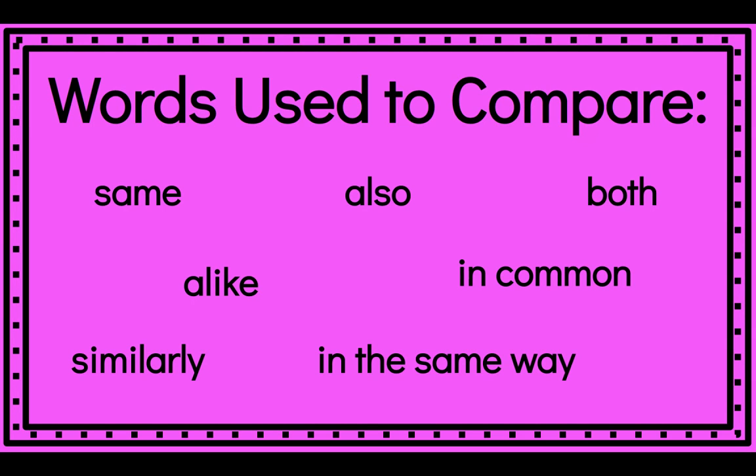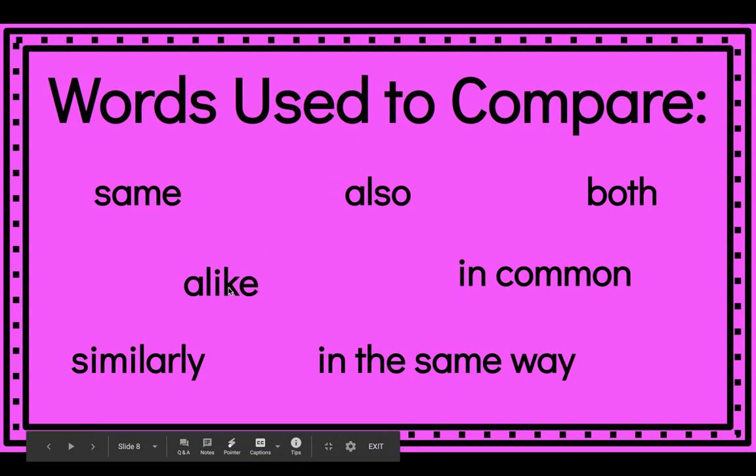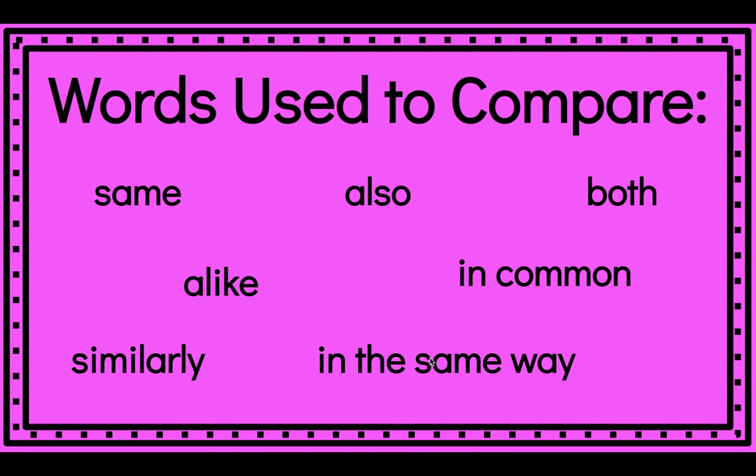So some common words we use to compare might be same, alike, similarly, also, in the same way, in common, or both. So these are words that you should be able to use to compare whether you're writing or whether you're speaking about those two passages.